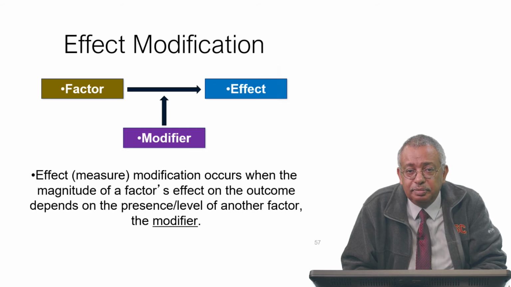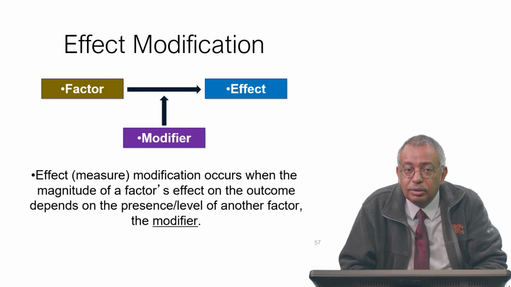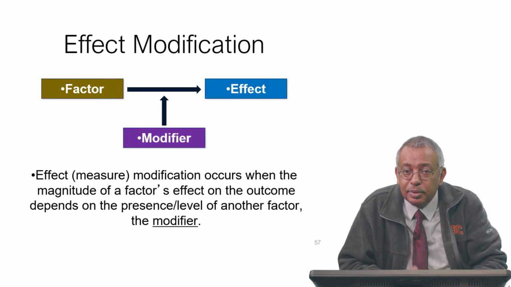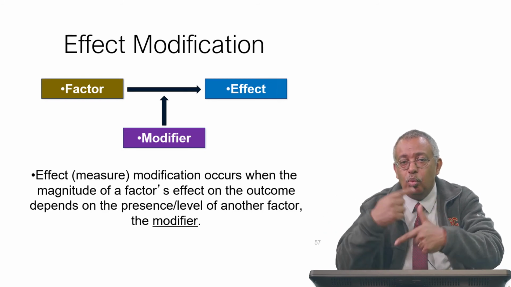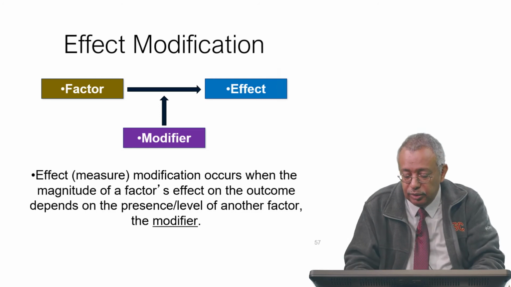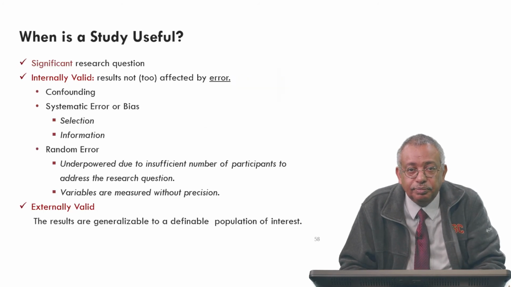A modifier is basically a situation that happens when the magnitude of a factor's effect on the outcome depends on the presence or level of another factor. That other factor is modifying how the factor and the effect are related to each other.